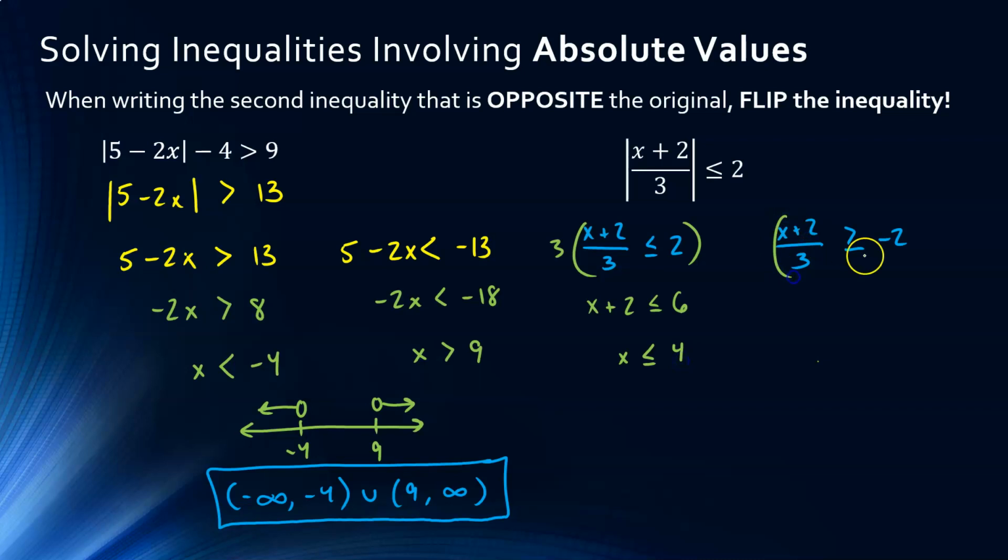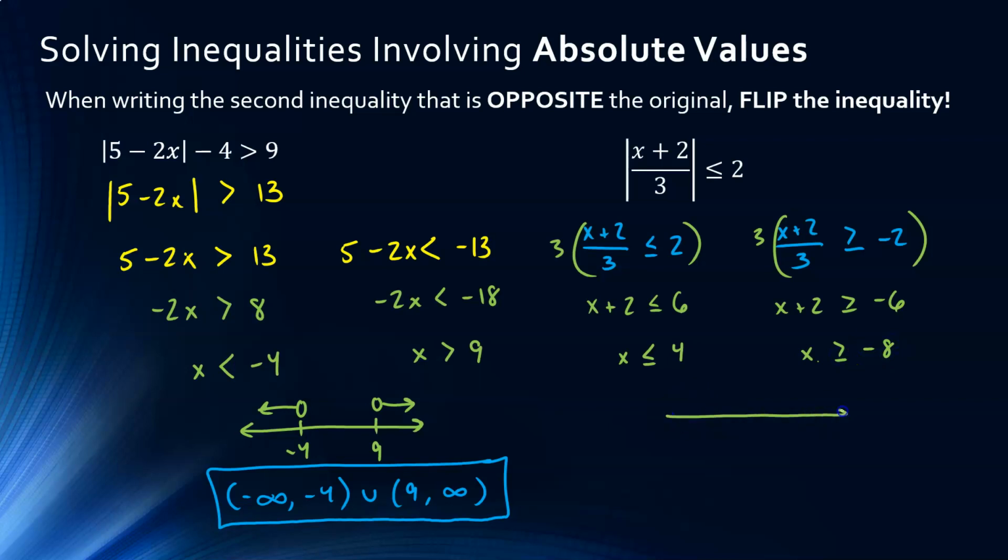The other one, we're going to start the same way. We're going to multiply everything by 3. So we would get x + 2 is greater than or equal to negative 6. But we didn't multiply by a negative, so we don't have to flip the inequality here. And so now I would just subtract 2. So we would get x is greater than or equal to negative 8.